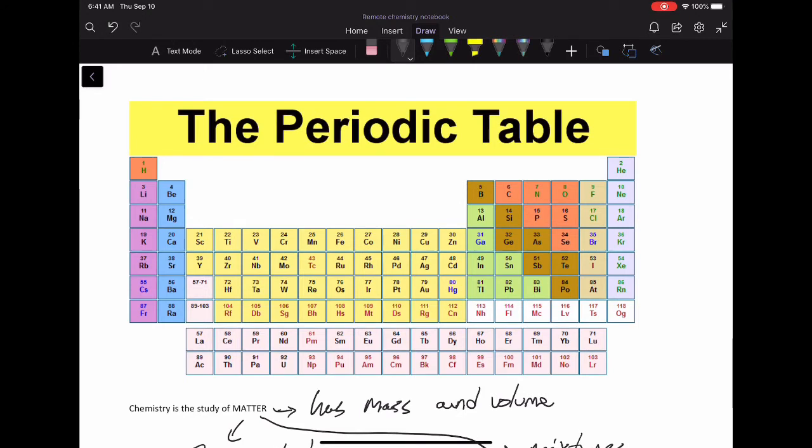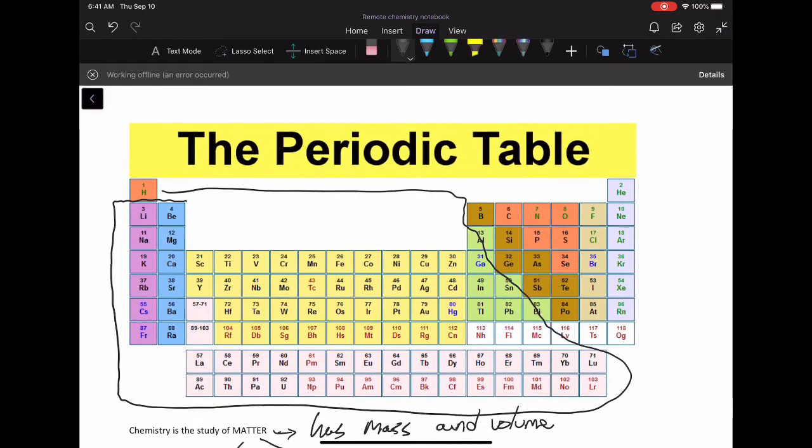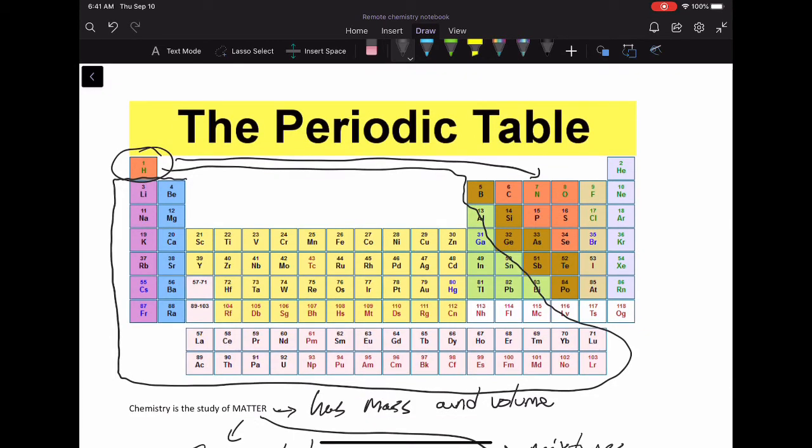So our metals are right here. Those are all the metals. Notice that hydrogen is not a metal. Hydrogen is actually part of the nonmetal group. So our nonmetals, including hydrogen, would be all these guys. Those are the nonmetals.